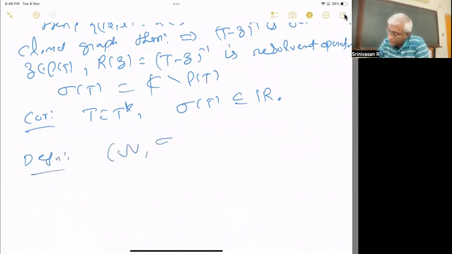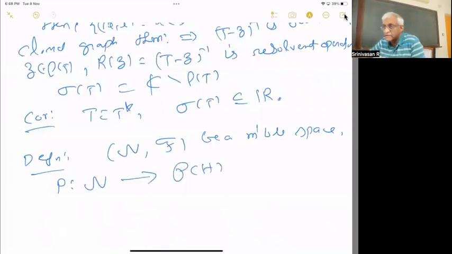Let omega, script F be a measurable space. Measurable space means you can define a measure on that. Then P from script F to projections on H, these are projections on H, is a spectral measure.